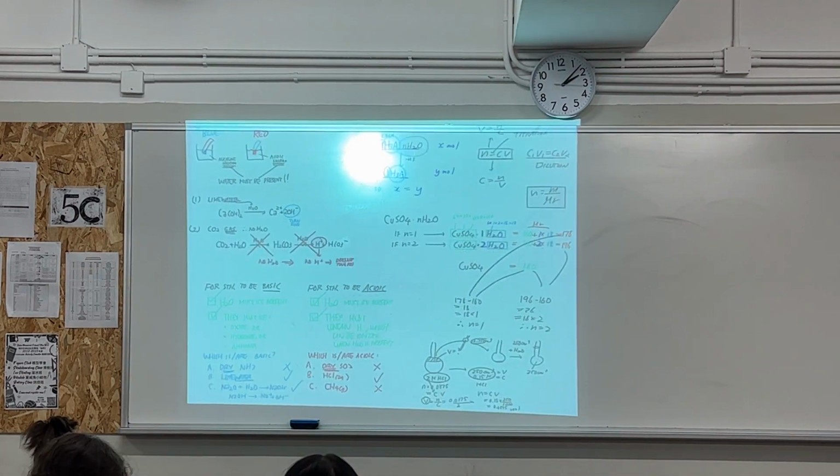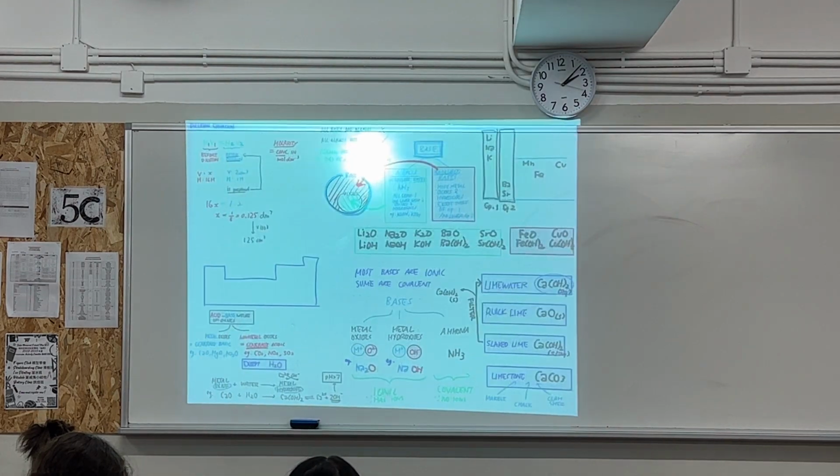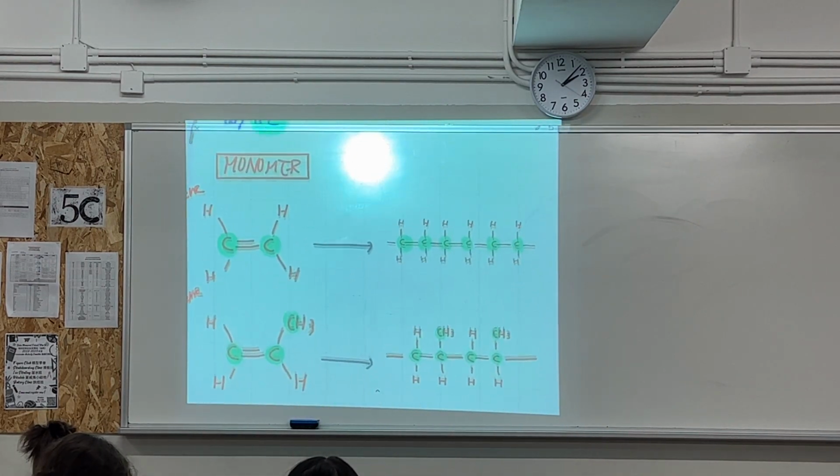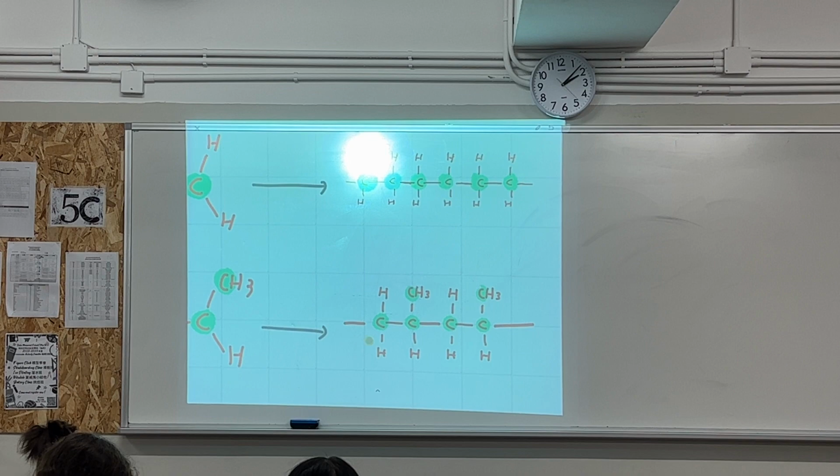If you're asked to draw just a section of the polymer with 6 carbons, you don't need the bracket. However, you have to add 2 bonds off the side. This is what you normally do.